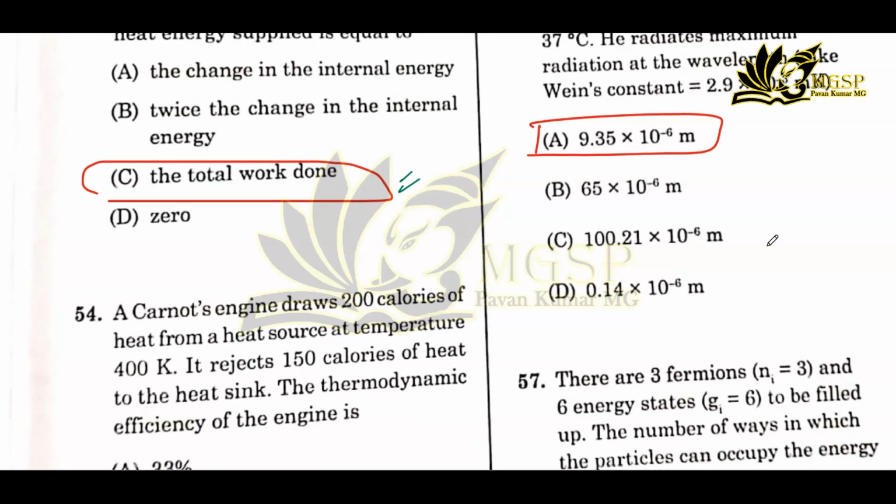This is Wien's distribution and Wien's radiation. You just have to put in the formula, that is lambda of T is equal to this Wien's constant. I will consider c, and you will get the value.